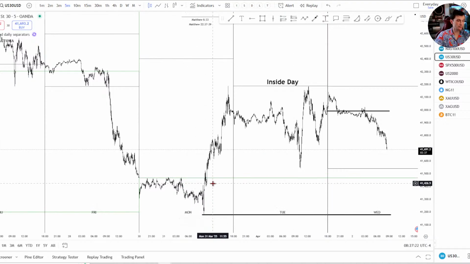Day 1 of the cycle. Day 2 of the cycle is an inside bar. Day 3 of the cycle is either going to trend or reverse. This is either a pump up for a dump back down, or we trigger the previous day's low, and we're going back towards the high.